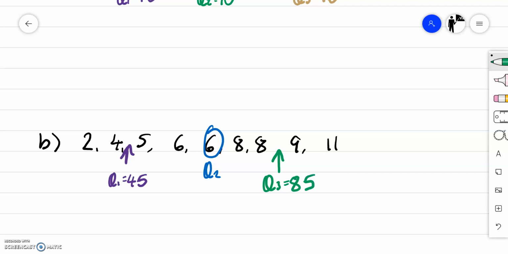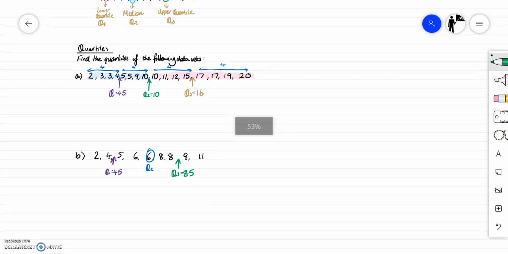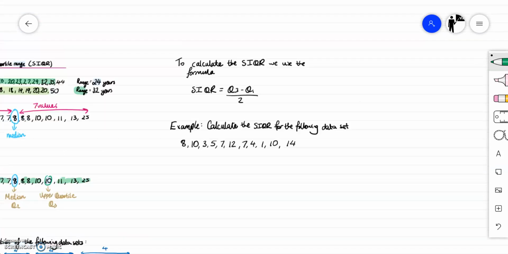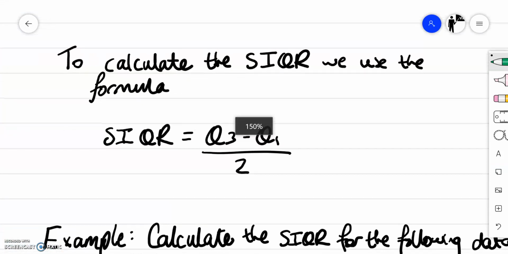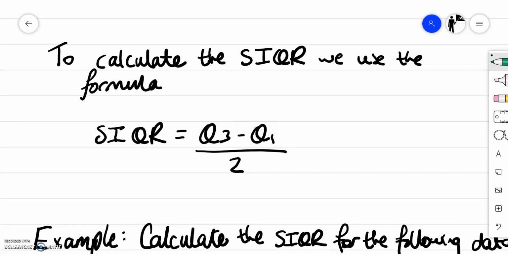Okay, so now we've seen the idea of how to work out quartiles. We can now use this to try and work out the semi-interquartile range. I'm going to ask you to copy this down and highlight this or bubble it and make it important. This is not given to you in your formula list.